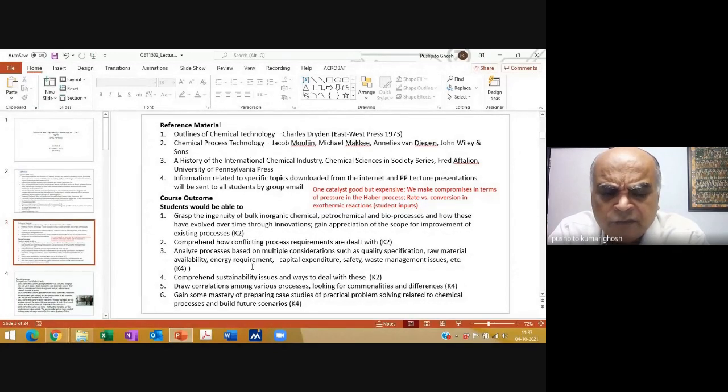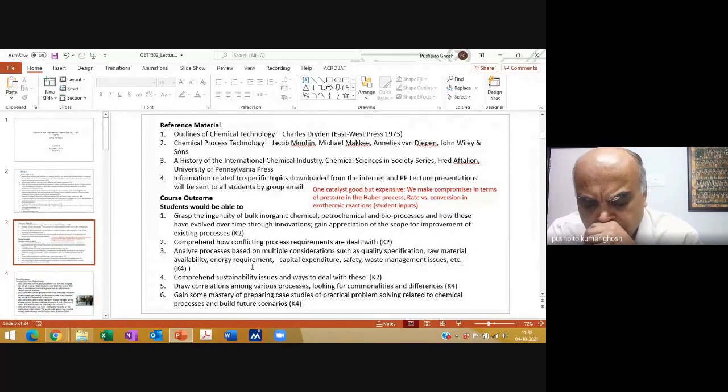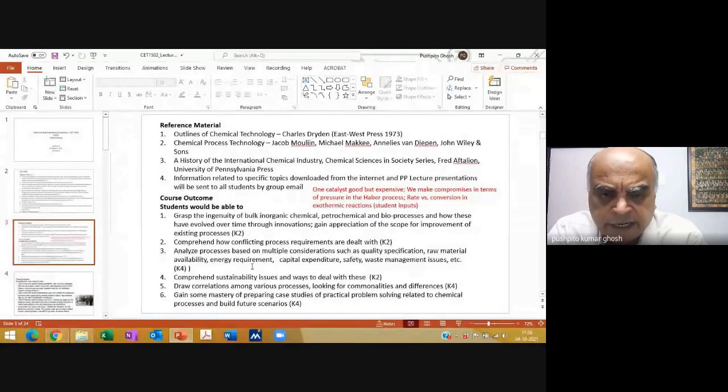And also at the end of it, I would love it if you can gain some kind of mastery of preparing case studies of practical problem solving related to chemical processes, and also try to build future scenarios as part of those case studies. Frankly, if you had a little more time, it would be good to give you all some problems related to case studies. Let me see, it may still be possible to do that. What I will also do is try and have at least one or two people from industry who can come and talk to you, okay, about some of the technologies that they practice. So if you can organize those, then that will be nice. Let me see if I can do it.